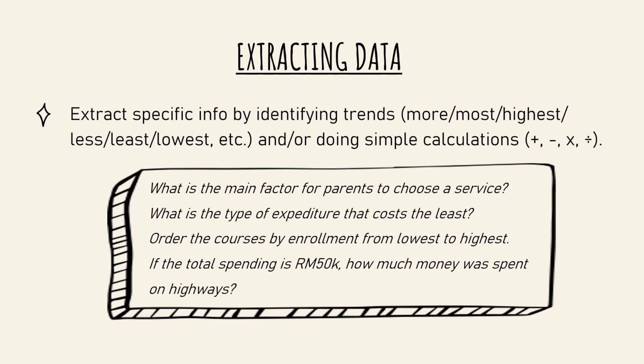So you see, the top three questions here require you to provide the answer for the trends. Notice the words such as main factor, cost the least, enrollment from lowest to highest. These are requiring you to identify the trends. The last question, if the total spending is 50K, how much money was spent on highways? In order to know this answer, you need to do a little bit of simple calculation.